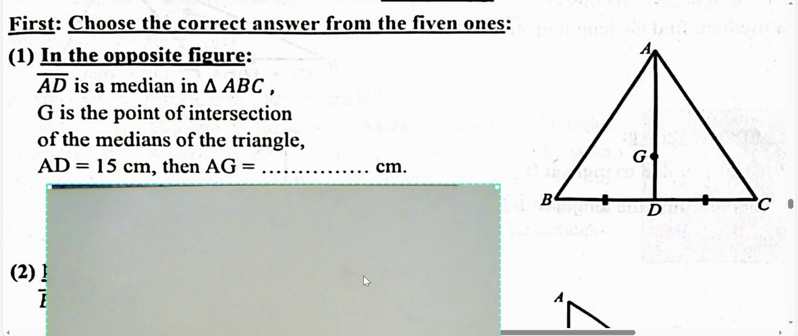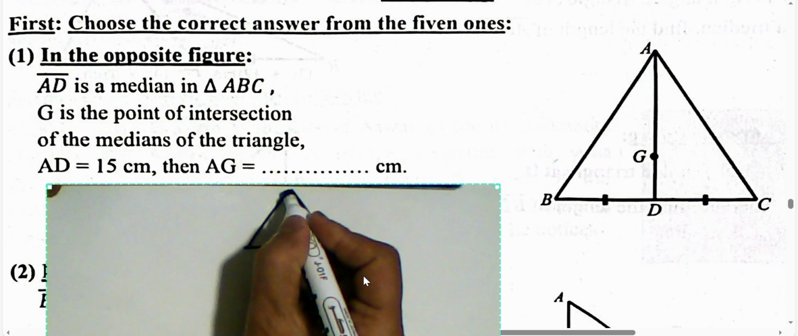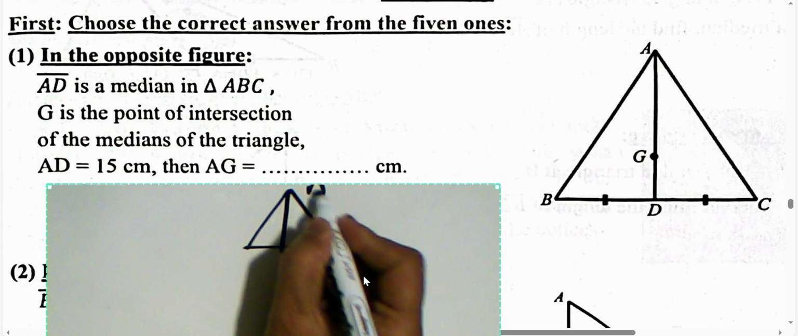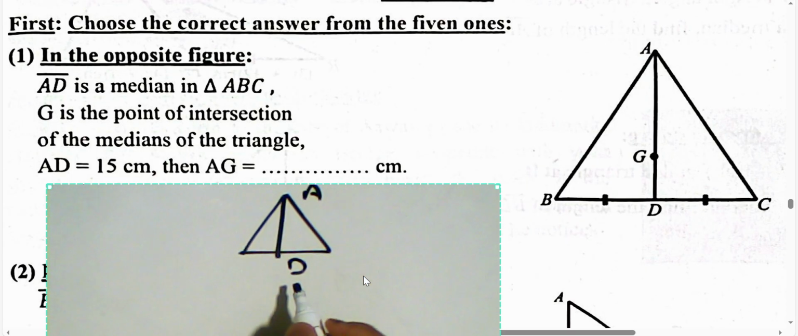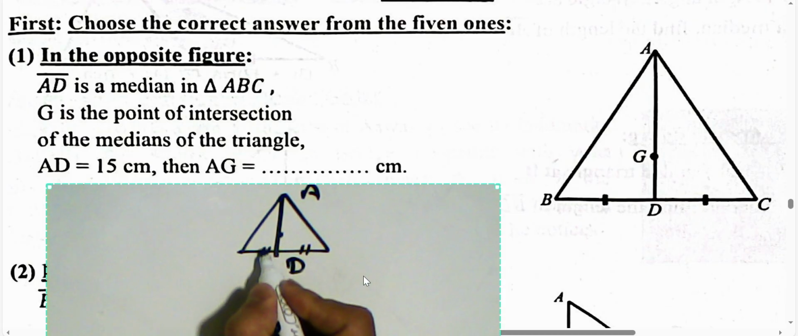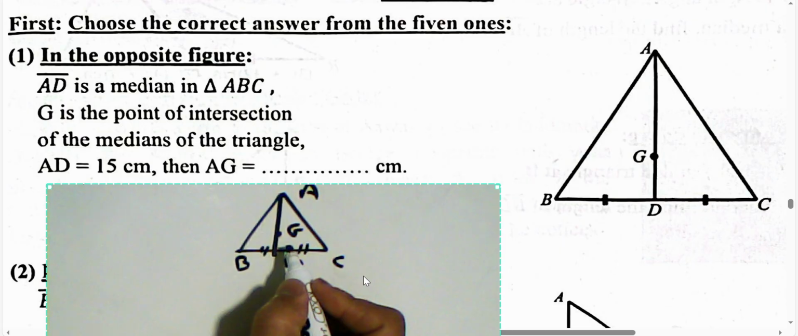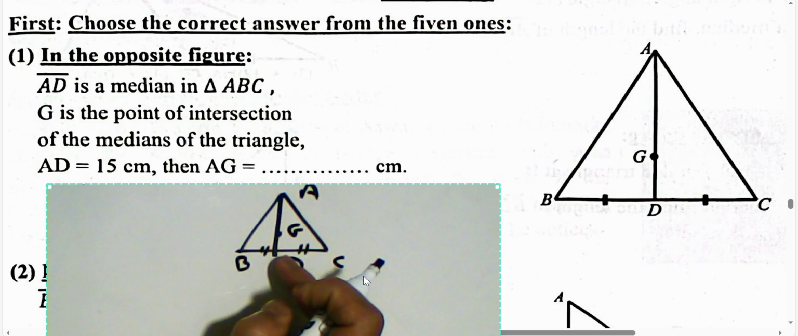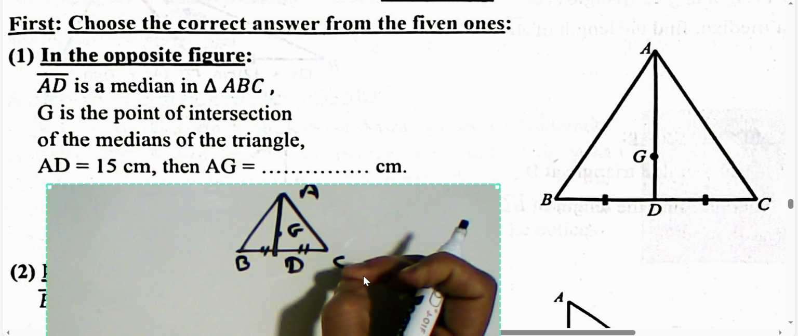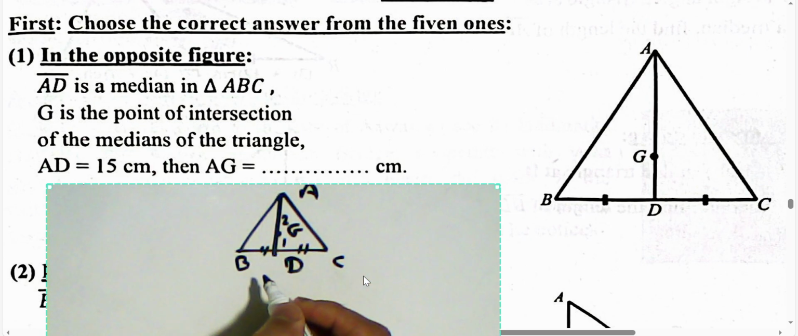Here we have a median in this triangle. AD is the median, and D here is the midpoint of BC, and G we call the centroid point. The centroid point divides the median into two parts. The ratio between them is 1 to 2, from the vertex to the base.